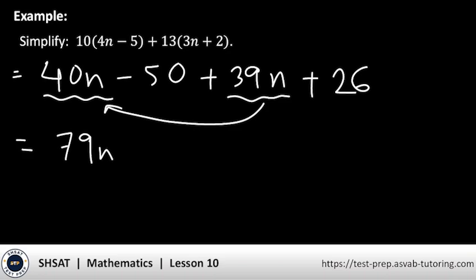Minus 50 plus 26. So minus and plus makes minus. So that means you do 50 minus 26. Instead of doing that, let's do 50 minus 25, which gives us 25. But because we need to subtract 26 and not 25, we need to go 1 unit further. So that's 25 minus 1, that's 24. But what should the sign be? So before 50 and 26, 50 has a minus and 26 has a plus. Because 50 is bigger than 26, we need to put minus in this case. So that's 79n minus 24, okay?